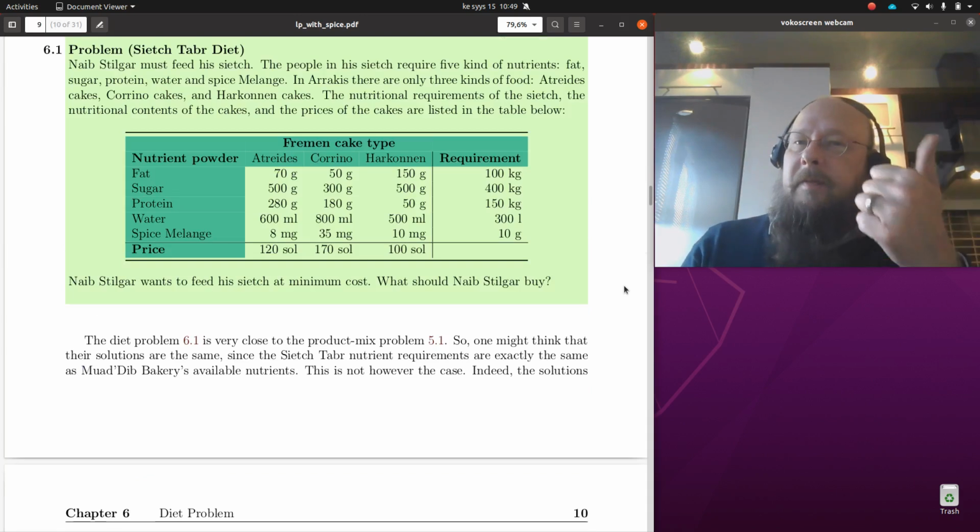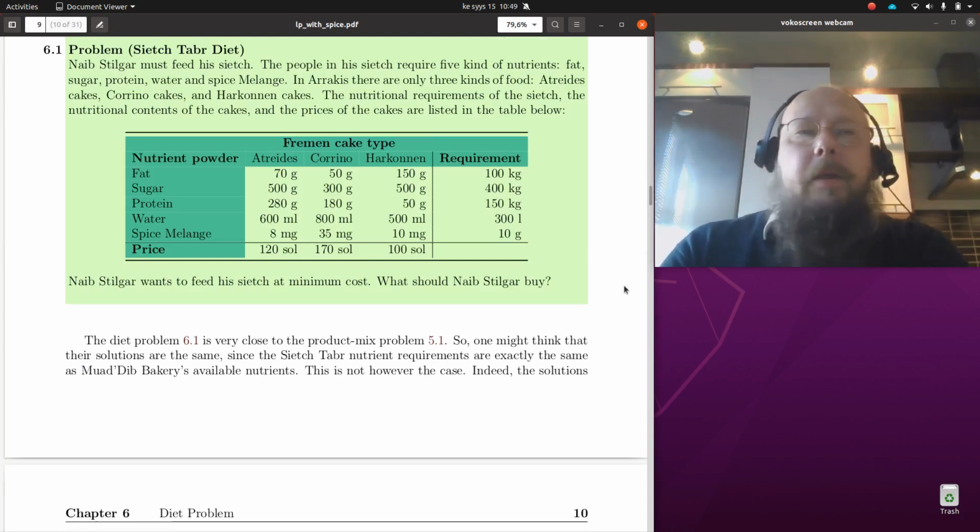Well, the decision variables first. So what Naib-Stilgar has to do? Well, he has to feed the seeds. Feed with what? Well, with Fremen cakes. So Naib-Stilgar is going to a Mordeep bakery and asks to buy so and so many Atreides cakes, let's call that x1 again. So and so many Corrino cakes, let's call that x2. And so many Harkonnen cakes, let's call that x3. And the price per cake is given here.